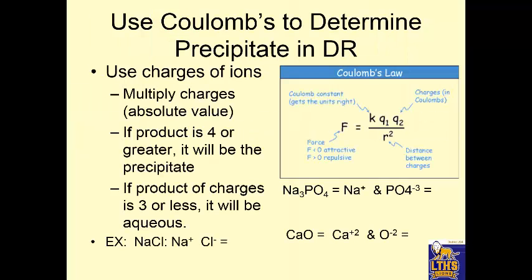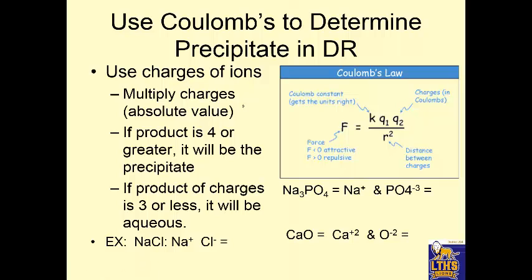So why am I talking to you about this? Well, in a double replacement reaction, one of the reasons it happens is because a precipitate, or solid, forms. So how do you know which product in a double replacement is going to be the solid? We'll use the charges of the ions. We're going to use Coulomb's law. If these charges are really high numbers, they're going to stick together and have a strong bond. They're going to have a strong force of attraction.